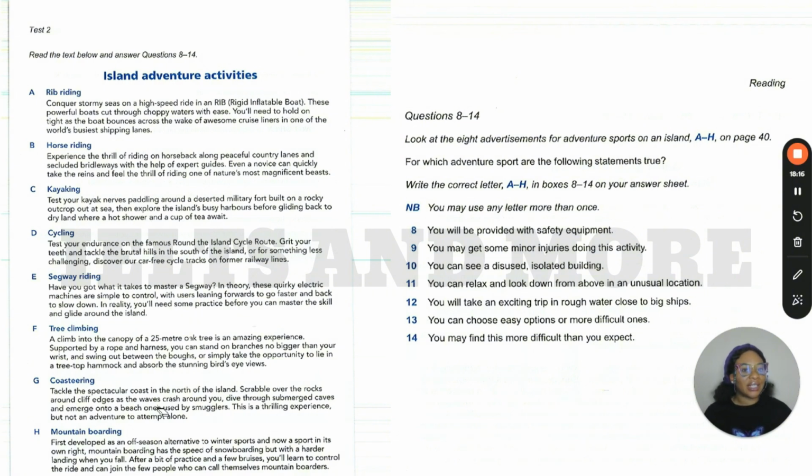Then you read the instructions for the question side. Look at the 8 advertisements for adventure sports on an island, A to H, referring to the passage on page 40. For which adventure sports are the following statements true? So at this point, you should figure out that this is actually matching information to paragraphs. So for which of these sports, A to H, are these sentences true? Okay?